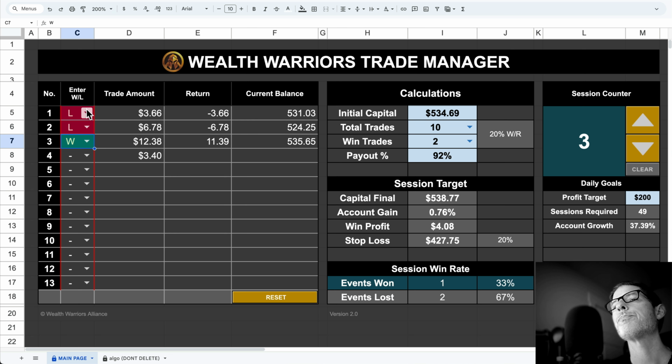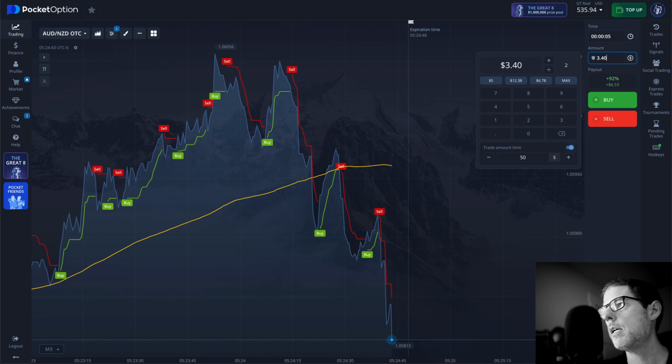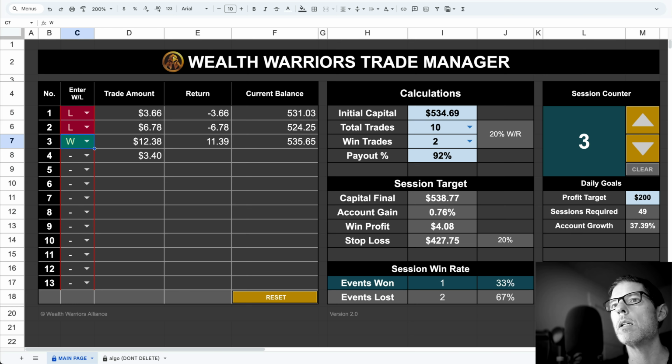Okay, so we're still in profit, guys. So we have not lost, okay? 2 losses, 1 win. So we've got the next trade amount. It's over $1. It's 340. So now you can see the next amount is smaller. Look at that. It's even smaller than the very first trade.